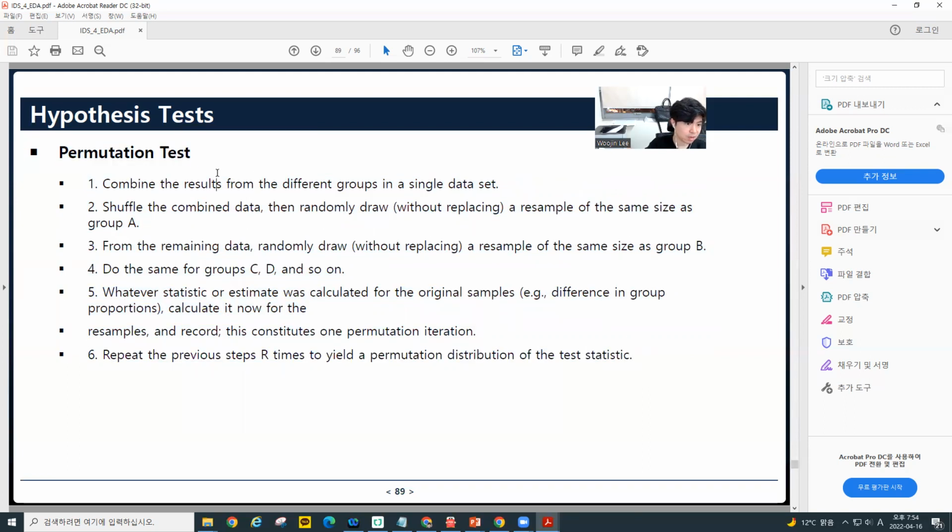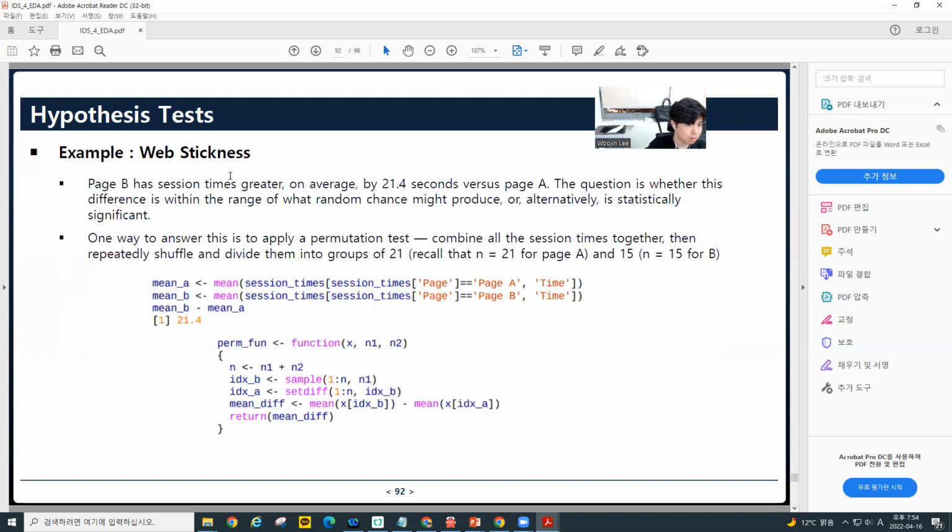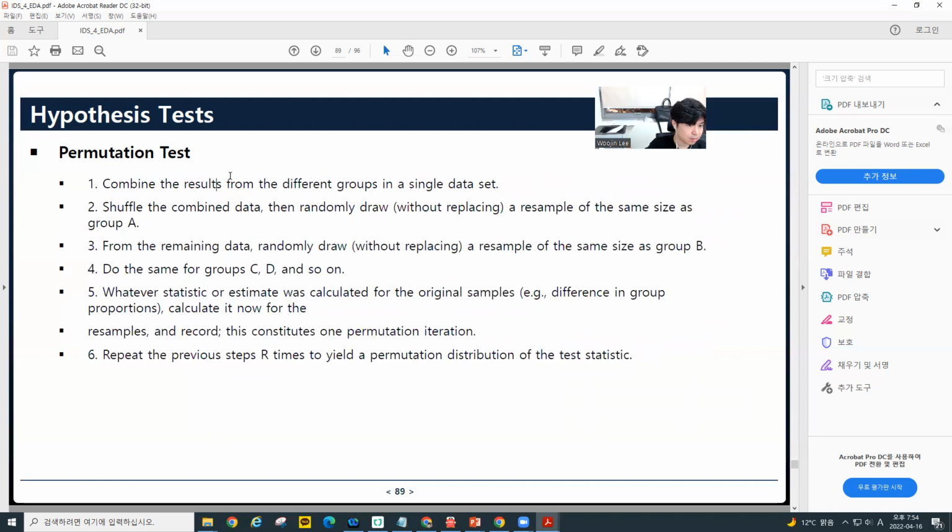For example, I'll show an example. Maybe we have 10 groups from Seoul and 10 groups from Busan, and we want to check whether the scores of the Seoul people are better than the scores from Busan.